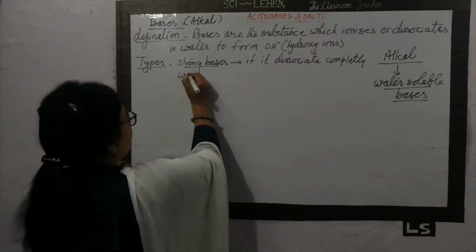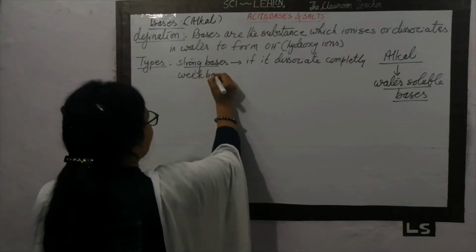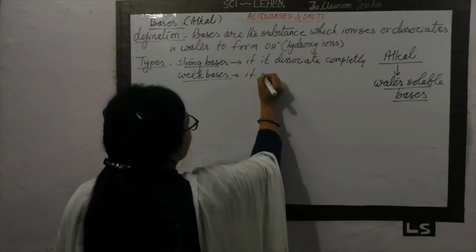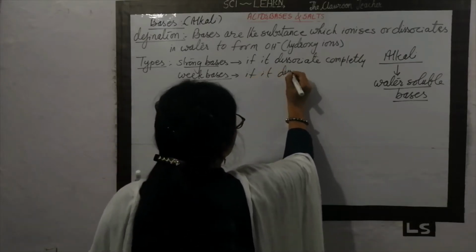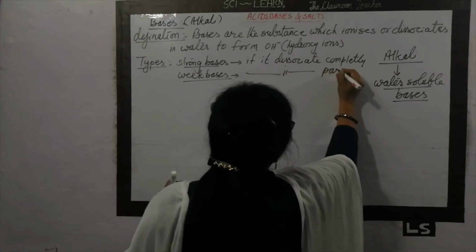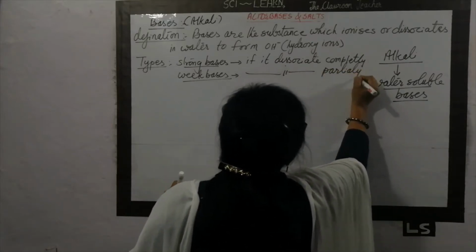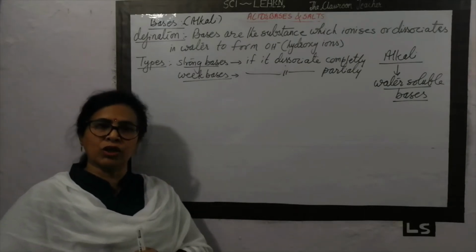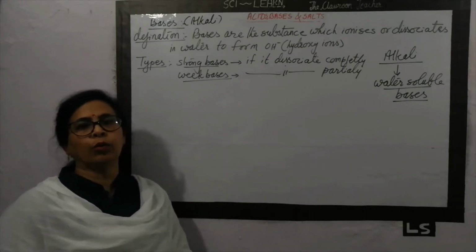Second is the weak base. What is a weak base? A base that dissociates partially is called a weak base. So there are two types of bases: one is called the strong base and one is called the weak base.